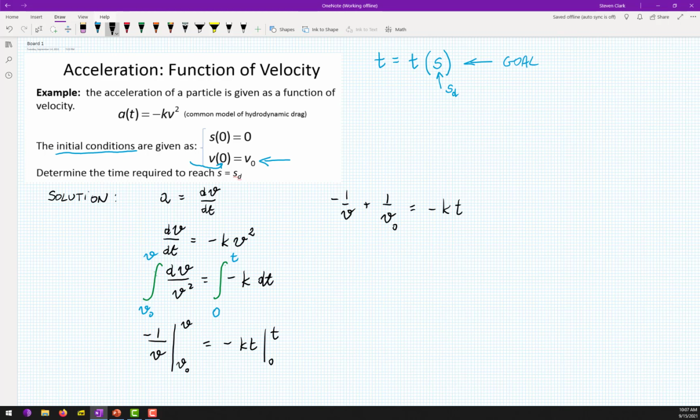Let's find v. I can write something like that, and this is equal to kt plus 1/v0, which gives (v0 kt plus 1)/v0. This is the reciprocal of v, so I'm just going to flip it.